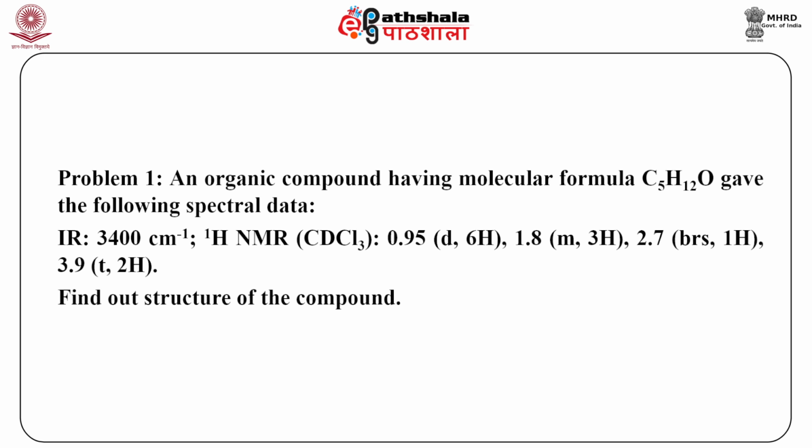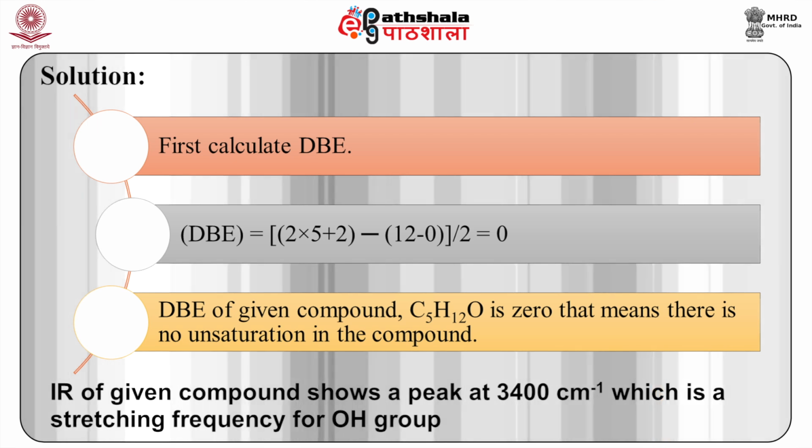The statement of problem number 1 is: an organic compound having a molecular formula C5H12O having the IR peak at 3400 cm⁻¹. The proton NMR data done in CDCl3 is 0.95 ppm, a doublet with 6 hydrogens, 1.8 ppm, a multiplet with 3 hydrogens, 2.7 ppm, a broad singlet worth 1 hydrogen, 3.9 ppm, a triplet with 2 hydrogens. Find out the structure of the given compound. Now let us discuss the solution one by one.